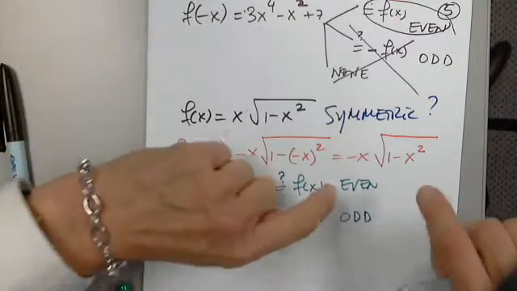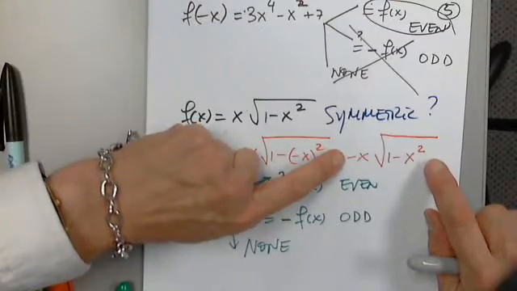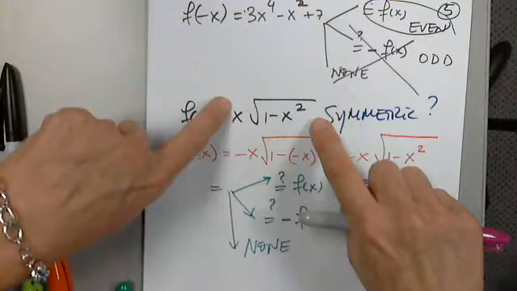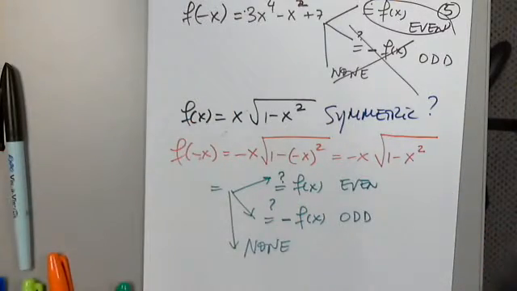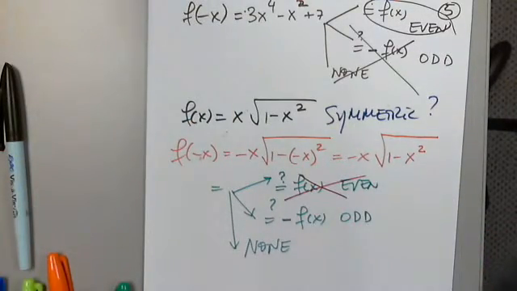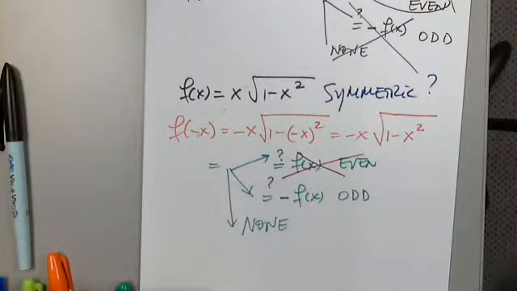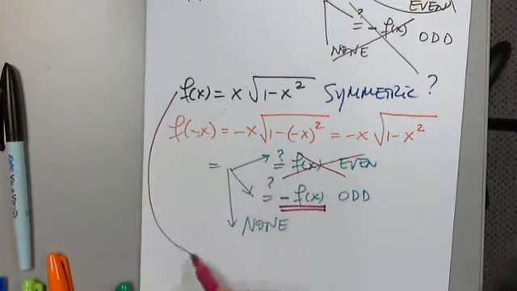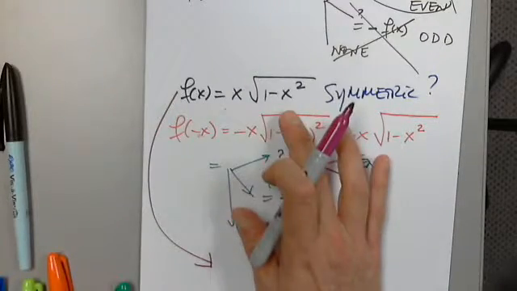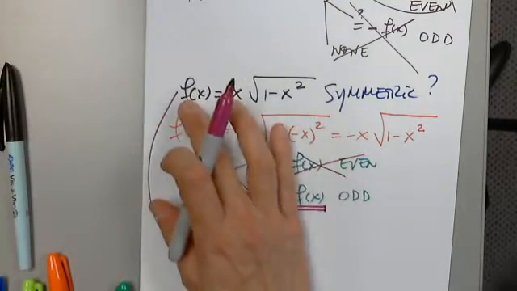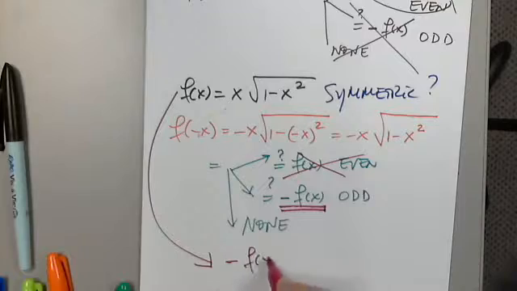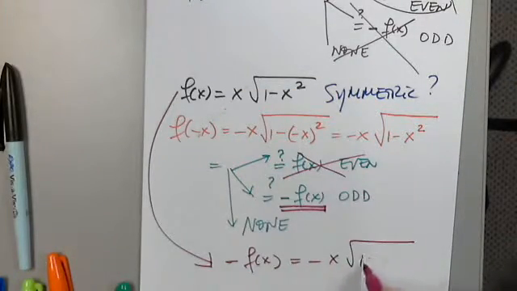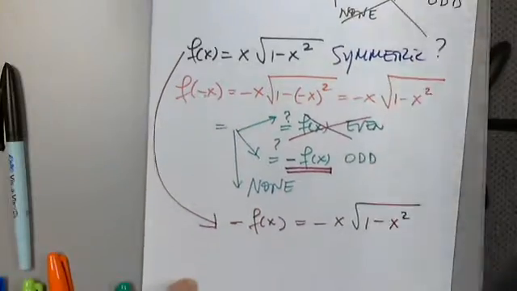So first, I see that this is f of negative x, and this is f of x, and they are not the same. Would you agree? So the first one is out. Now you can say, we'll calculate this. No problem. I will multiply both sides of this equation by -1. When I multiply this side, I get negative f of x. When I multiply this side, I get negative x, the square root of 1 minus x squared.